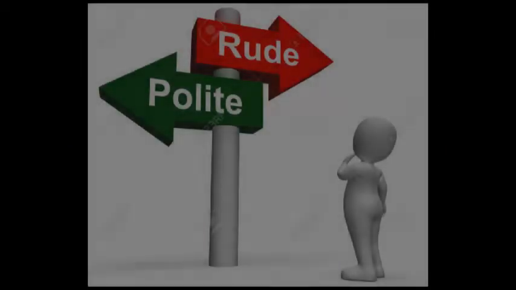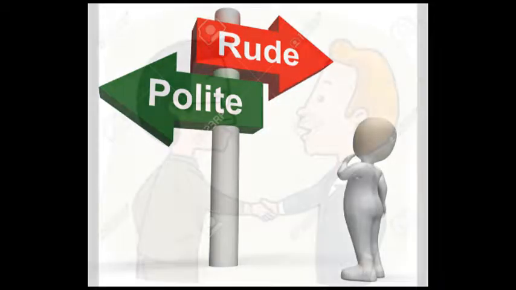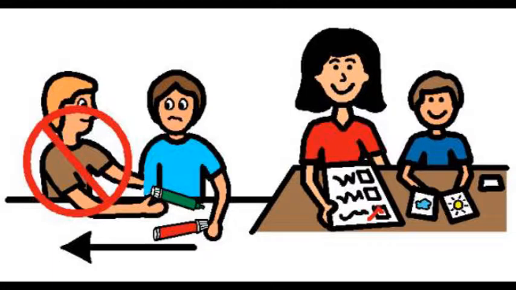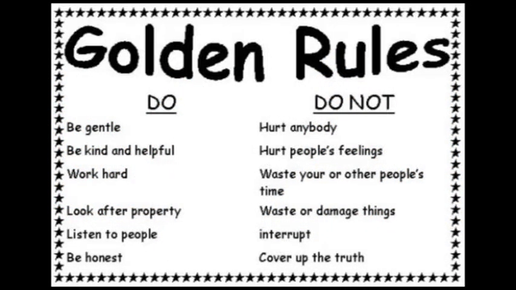A few examples of positively stated rules include: be polite and respectful to others. Use good manners. Keep your hands, feet, and objects to yourself. Obey all school rules. Listen while others talk.